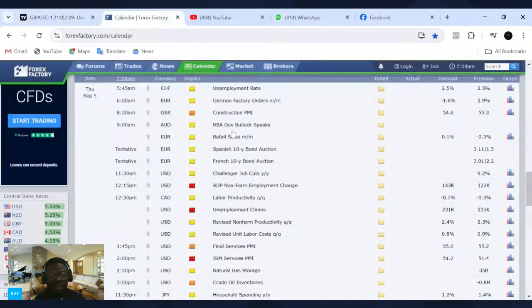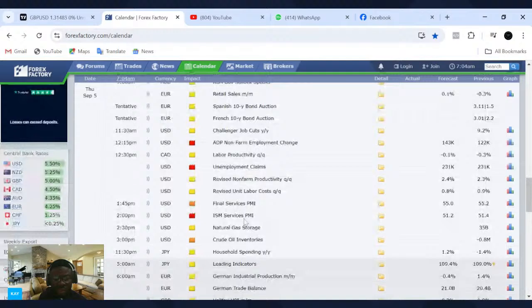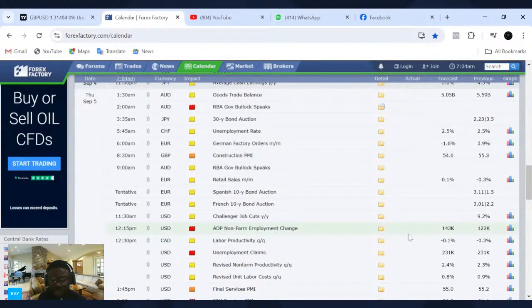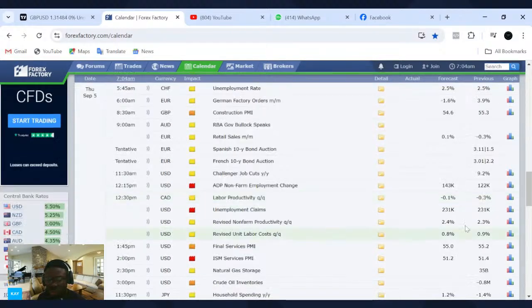So what are they? Because this one too is going to be a mixed data. When you check the fundamentals, it's going to be a mixed data. So the ADP is all about jobs. So they are expecting the dollar to be doing good. Okay, because this is the numbers for last month, that was 122K, and what they are forecasting is 143.